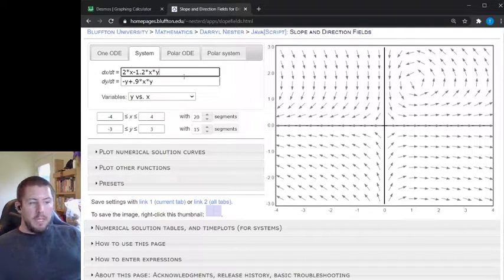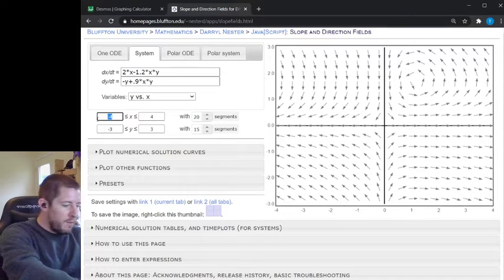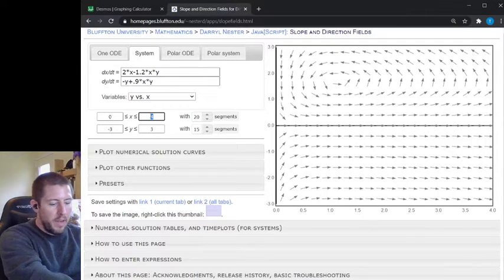And so it's now plotted the phase plane. Immediately, my first thought is this: why are we centered on this plot right here? I want to talk about positive rabbit populations, positive fox populations. I only care about the first quadrant of this thing. So let's go from just 0 to 3 and 0 to 3 right here.